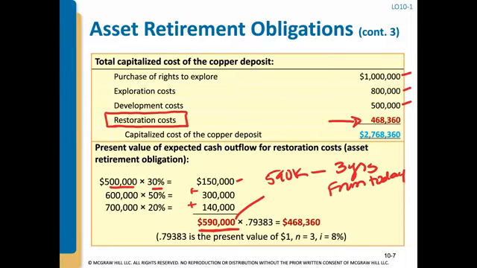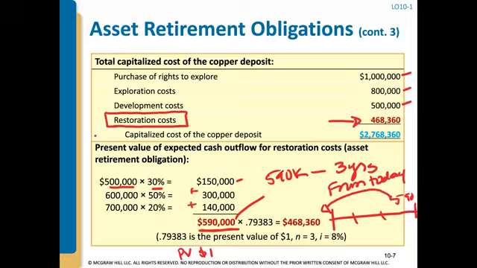So therefore, we have years 1, 2, 3, and that's when we have to pay the $590,000. We have to present value that $590,000 into today's dollars. The way we do that is we use the present value tables. In this case, we use the present value of $1, because this is not made in payments.